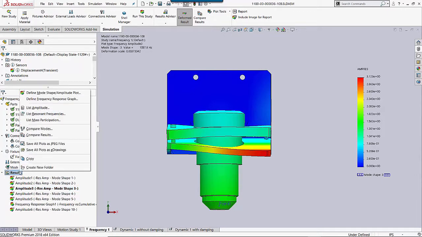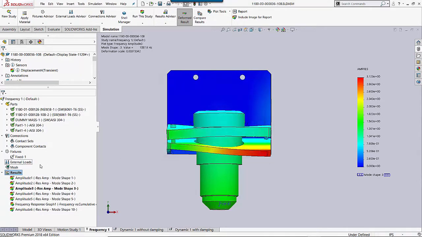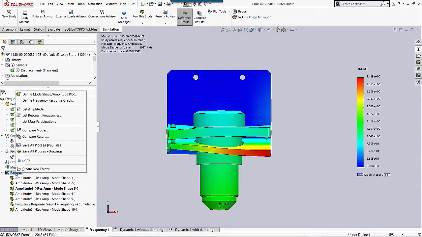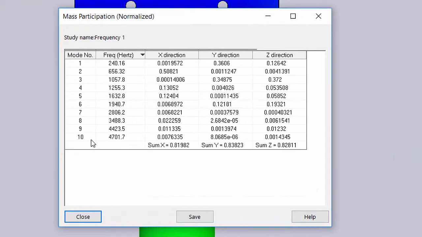To see those natural frequencies, you right-click Results, and you go to List Resonant Frequencies. You can see here in this study, we've gotten 10 natural frequencies. How that translates into the linear dynamics study is by looking at the list mass participation. So you right-click Results, you click on mass participation, and now I can see those 10 frequencies and what mass in each axis contributes to each of these natural frequencies.